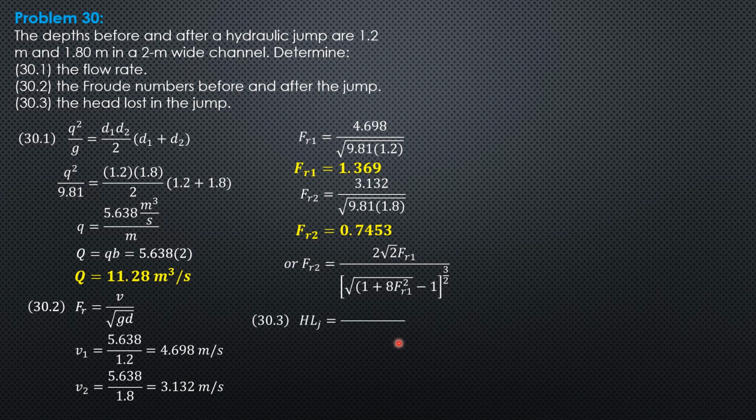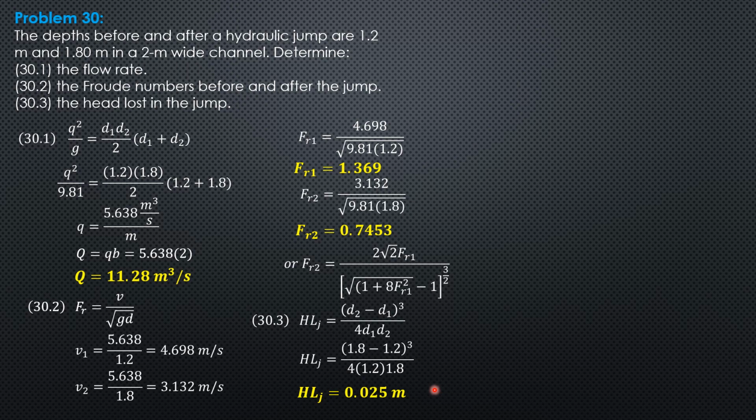Head loss, the shortcut formula is quantity depth 2 minus depth 1 cubed over 4 d1 d2. Although we can compute head loss as specific energy at 1 minus specific energy at 2, this is the easier way to recall. We already used this in the preceding examples in problem 29. So quantity 1.8 minus 1.2 cubed over 4 times 1.2 times 1.8. So the head loss in the jump is 0.025.